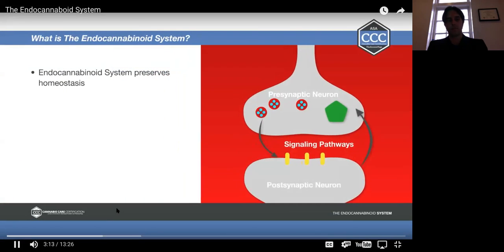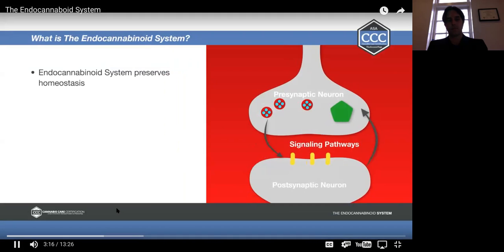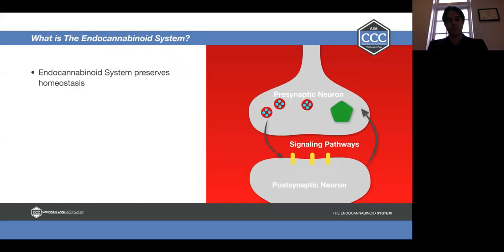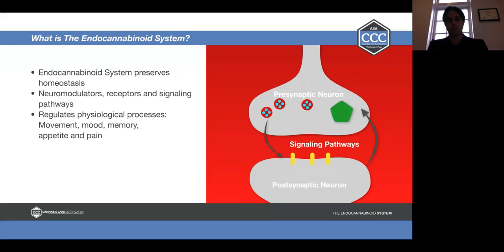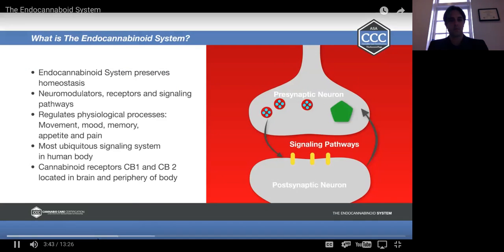The endocannabinoid system is the body's own mechanism for preserving homeostasis, keeping all body functions running smoothly. This system is composed of a sophisticated group of neuromodulators, their receptors, and signaling pathways involved in regulating a variety of physiological processes, including movement, mood, memory, appetite, and pain. The endocannabinoid system is probably the most ubiquitous system in the human body, with the cannabinoid receptors CB1 and CB2 located throughout the brain and the periphery of the body.